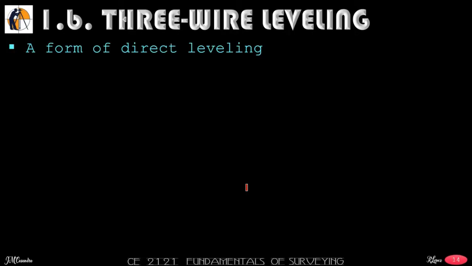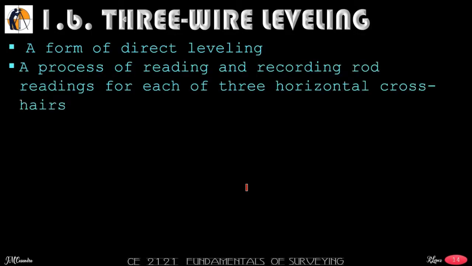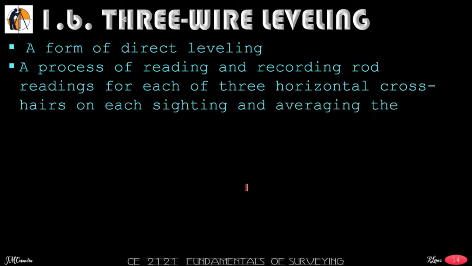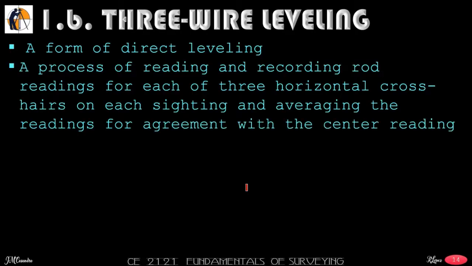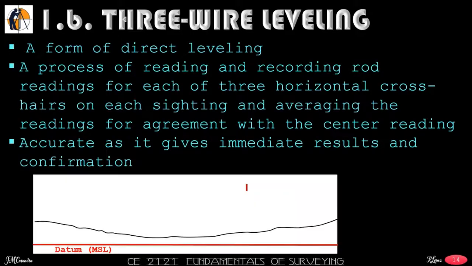So next we have your three-wire leveling, which is a form of direct leveling. It is a process of reading and recording rod readings for each of the three horizontal crosshairs on each sighting and averaging the readings for agreement with the center reading. This is a very accurate method as it gives us immediate results and confirmation.